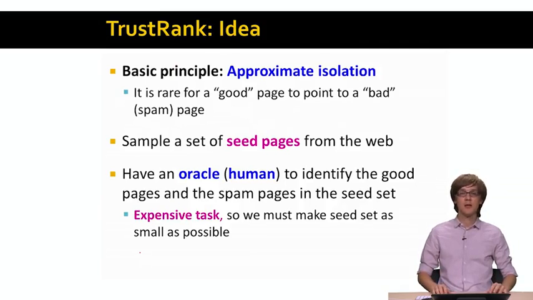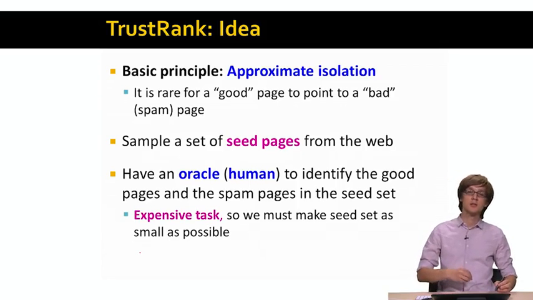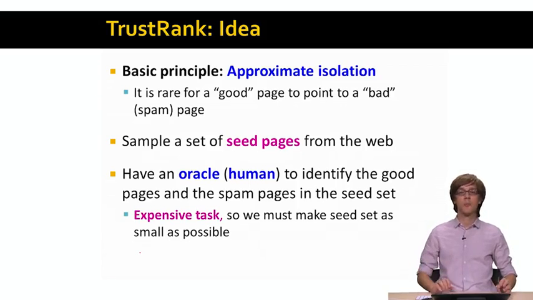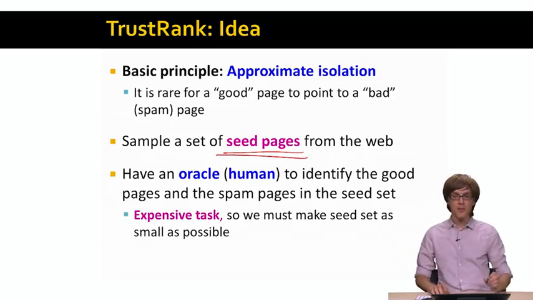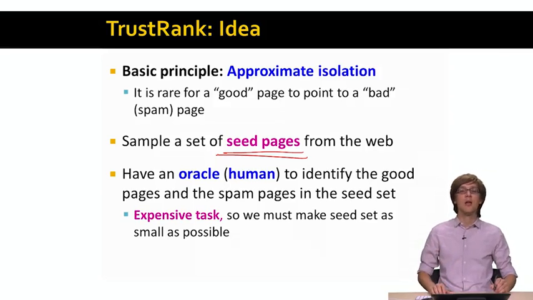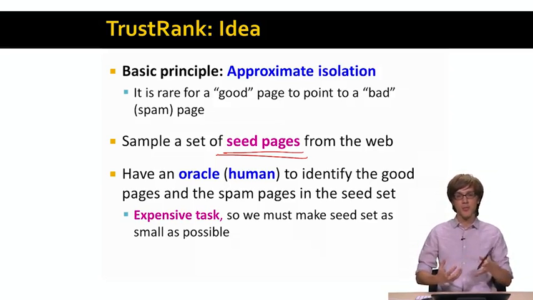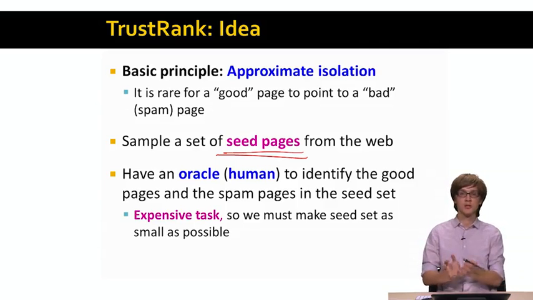The idea behind TrustRank is the notion of approximate isolation, where the idea is that it's rare for a good page to point to a bad page, right? It's very rare that a good legitimate page would point to spam. So the idea is that we want to select a set of seed pages from the web that we trust, that they are good, and then we would want to compute some kind of similarity or importance or proximity of all the other web pages on the web to this trusted set.